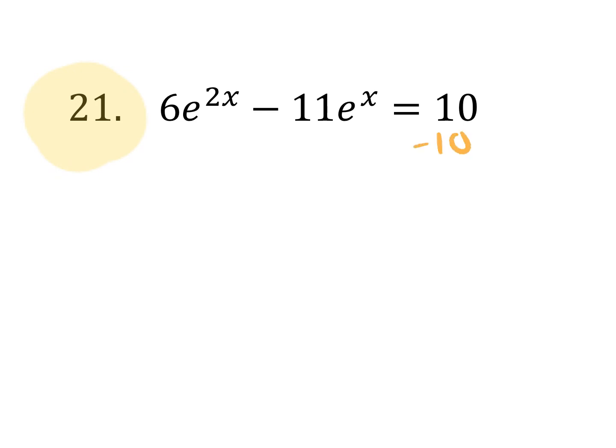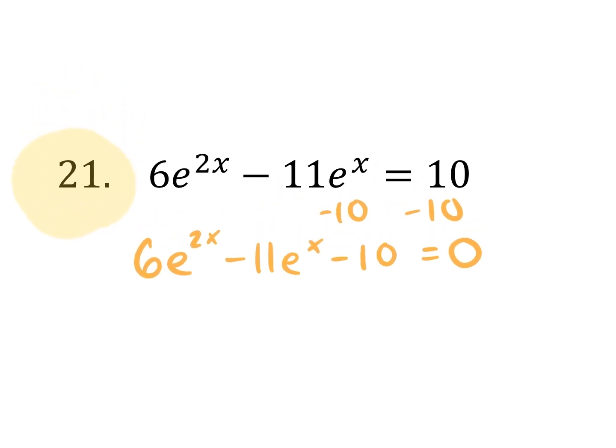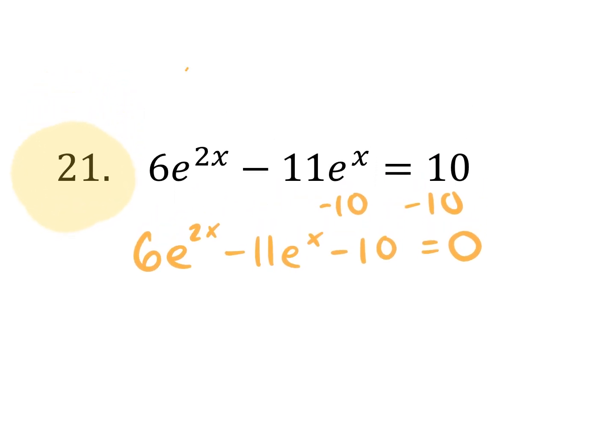Subtract 10. So 6e to the power of 2x minus 11e to the power of x minus 10 is equal to 0. Now what would I do? Perfect. This looks just like a quadratic function. That looks like 6x squared minus 11x minus 10. So we can treat it just as we would with a regular quadratic, but instead of x, we just have e to the power of x.